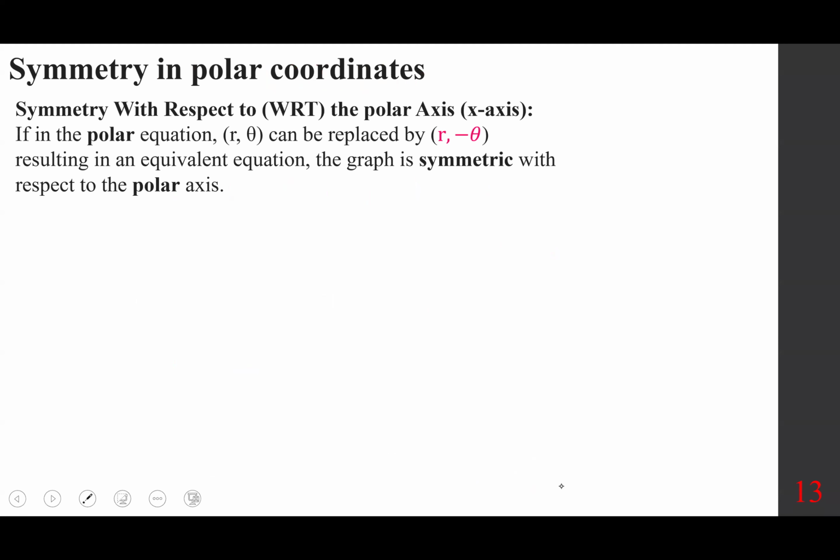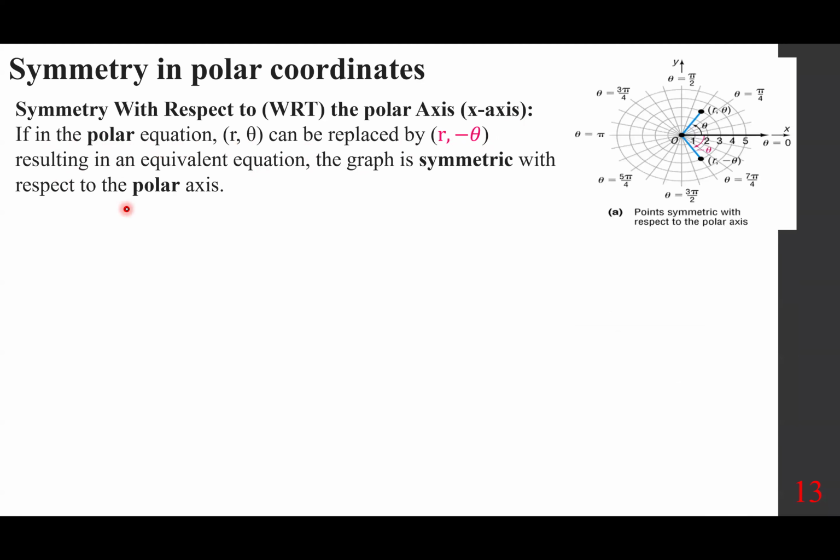Symmetry. I hope you remember we had odd and even symmetry with respect to rectangular coordinate system. Now, symmetry with respect to the polar axis or the x-axis. If in the polar equation r comma theta can be replaced by r comma negative theta, resulting in an equivalent equation, the graph is symmetric with respect to the polar axis, in essence, the x-axis. R theta and r minus theta. If you flip this over with respect to x, that's what you get.